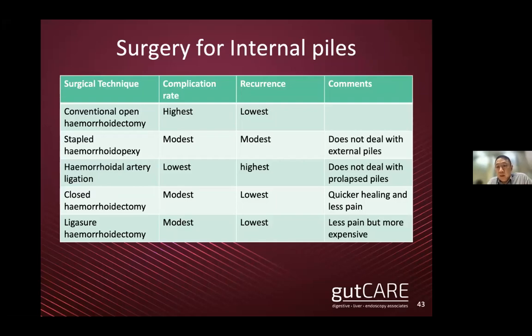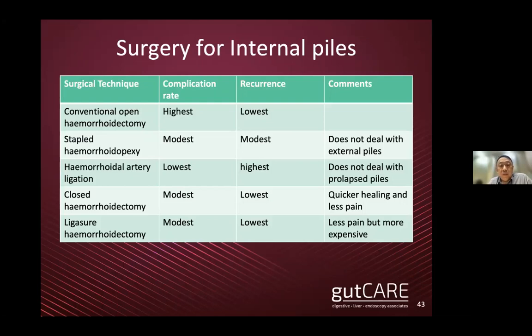So stapled hemorrhoidopexy, right, does not deal with external piles. So all those things about concomitant external, it doesn't apply. And hemorrhoidal artery ligation also does not deal with prolapse. Basically, it's like the HET I mentioned earlier. They use Doppler to find where the artery is, then they will ligate the artery. And after ligating the artery, it is effective in shrinking the hemorrhoids.